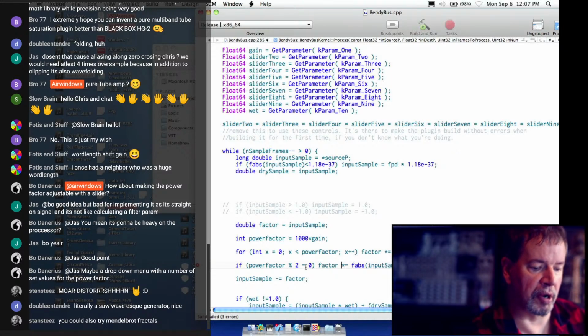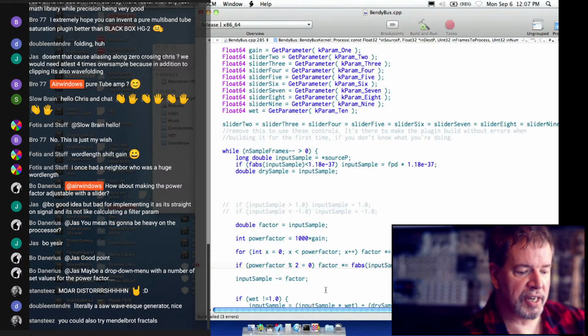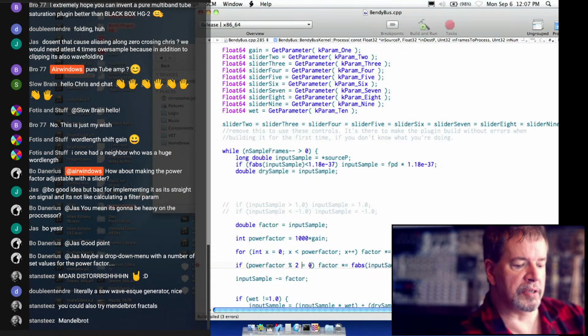Oh. Here's what went wrong. You see what I did wrong? This is the dumbest programmer problem ever. Check this out: power factor modulus 2 is decreed to be 6.